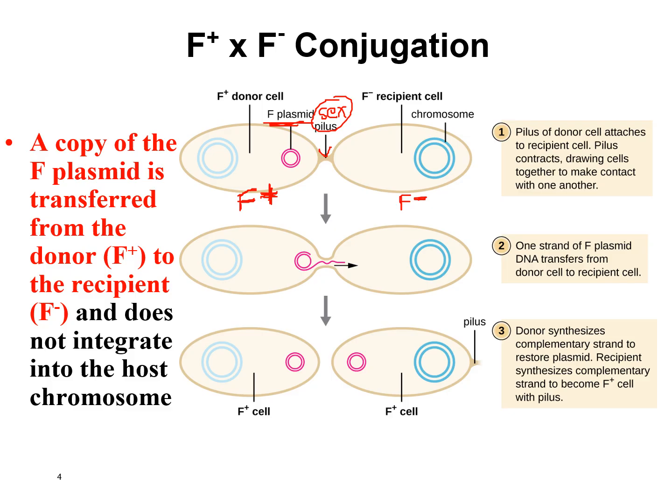And now when we're done doing conjugation, both of the bacterial cells will now have a copy of the F plasmid. And so now they're both F plus cells. So now this bacterial cell that was F minus is now F plus, and it has gained the ability to do conjugation because it now has a copy of that F plasmid. And that F plasmid may have antibiotic resistance genes on it. And now maybe we've shared some antibiotic resistance genes from one bacterial cell to the next.